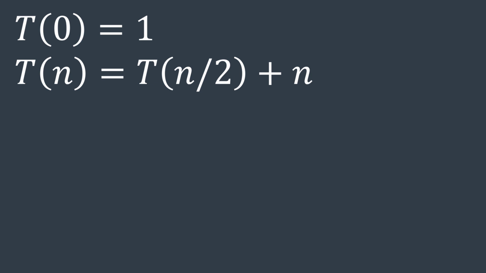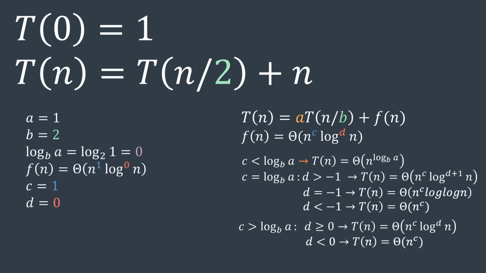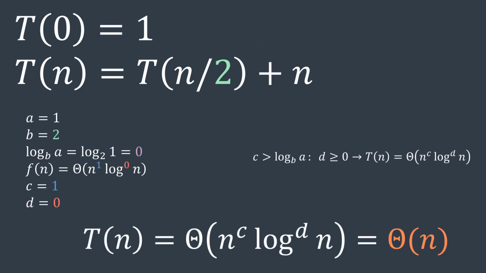We can use the master theorem method with this expression. Let's do it. a is 1, b is 2, log_b of a is 0, c is 1, and d is 0, because n is theta of n^1 times (log n)^0. c is greater than log_b of a, so we are in the third case of the master method. The space complexity is theta of n^c times (log n)^d, which is theta of n.